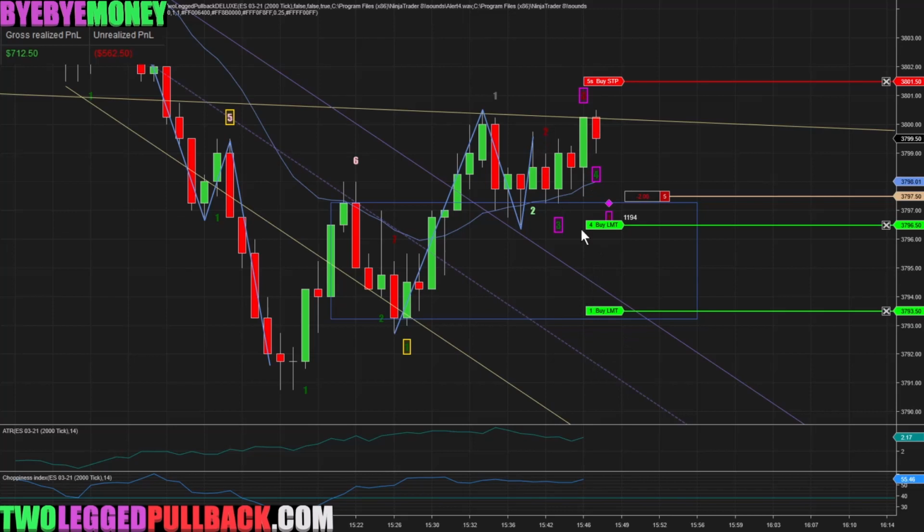Still very confident we'll hit our targets here. Just not sure if we're gonna get that 4 points on this one runner here. Double top here. Just waiting for this to flush. And it should happen soon.